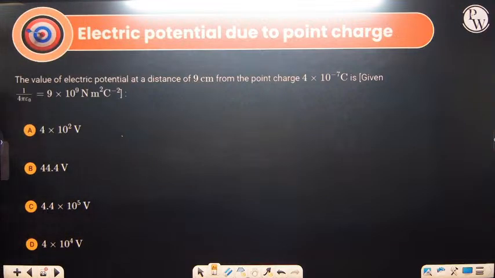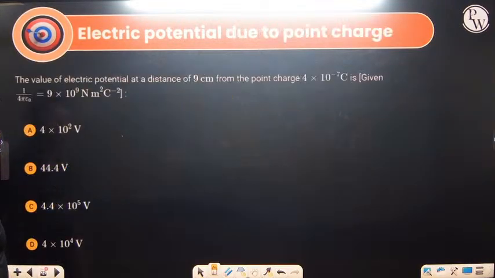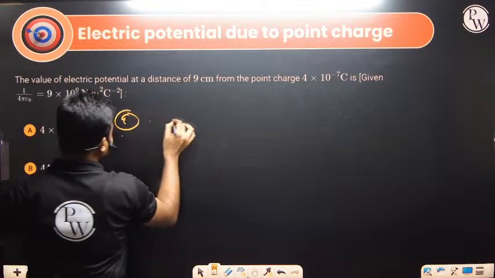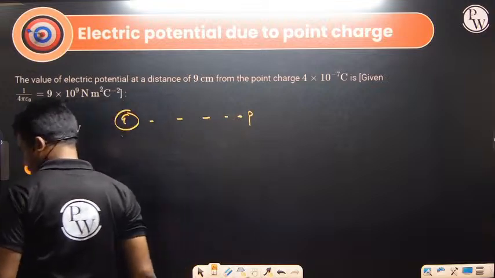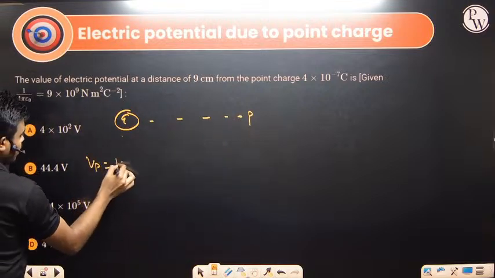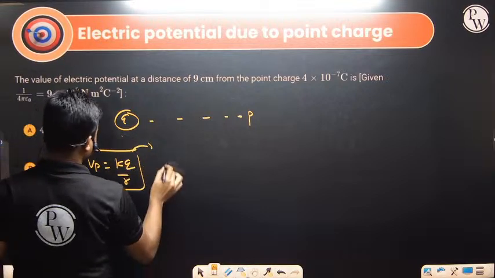Next we have the value of the electric potential. The value of the electric potential at a distance of 9 cm from the point charge is this one. What are they asking? The value of electric potential. It is a simple question. Q is given at this particular point. They are asking what is the value of electric potential. So Vp is equal to, I will write, kq by r. Put the values.